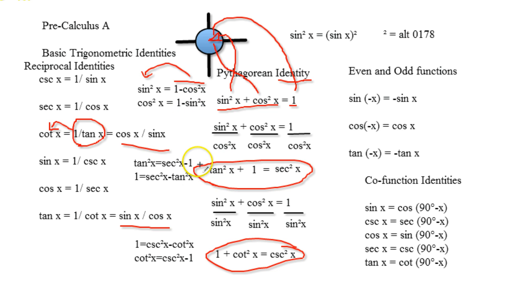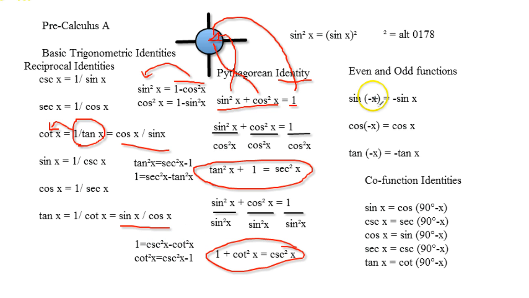Tangent squared, if I subtract 1 from both sides, tangent squared can be arrived at if I take secant squared x minus 1, or 1 can be arrived at if I have secant squared x minus tangent squared x. And then the same thing down here with cosecant and cotangent.